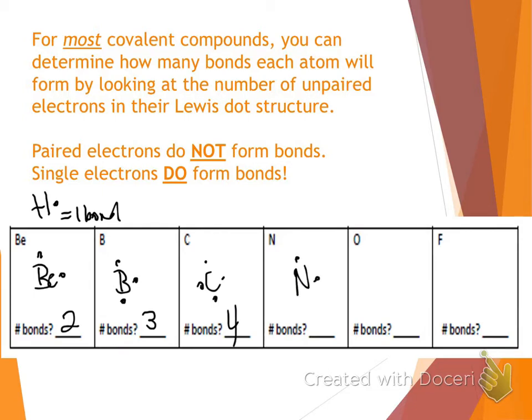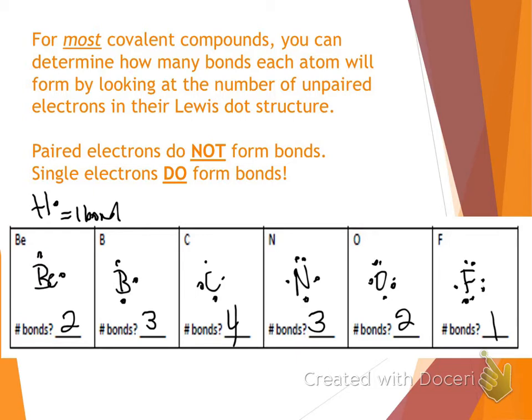When we get to nitrogen, when we put 1 on each side before we pair up, it ends up with 3 single electrons. It tends to form 3 bonds. Oxygen has 6 valence electrons, 2 are single. It tends to form 2 bonds. And lastly, fluorine has 7 valence electrons, 1 single, so it tends to only form 1 bond. These same general tips hold true for elements within the same group because they have the same number of valence electrons.